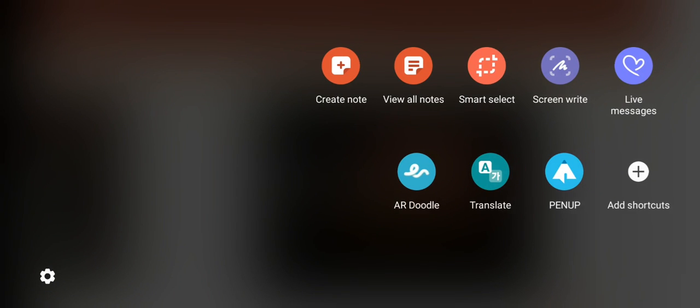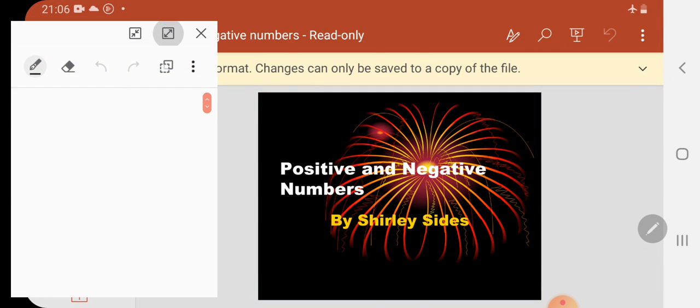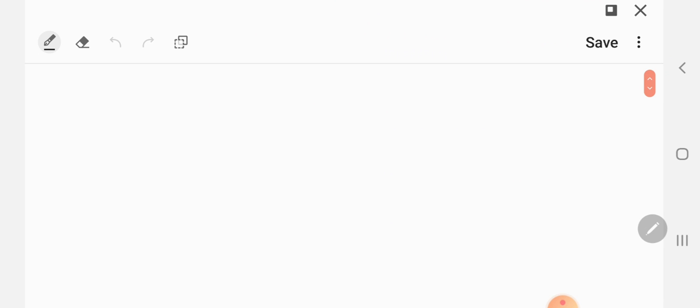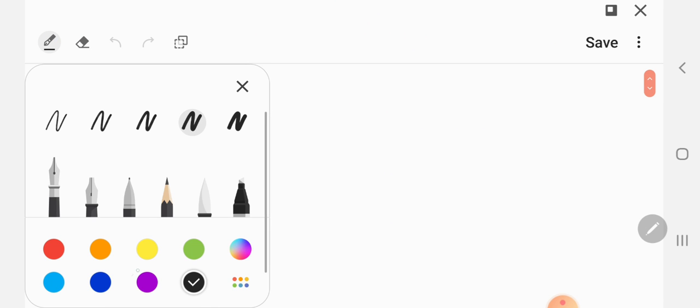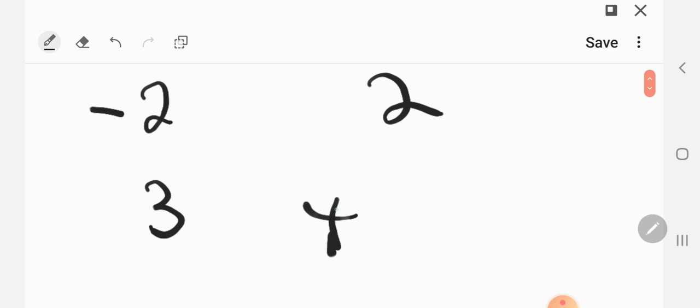Another lesson, comparing. As we said before, -2. What is the opposite of -2? It's 2. How can we order the numbers? If we have 3 and 4, which one is greater? Yes, 4 is greater than 3.